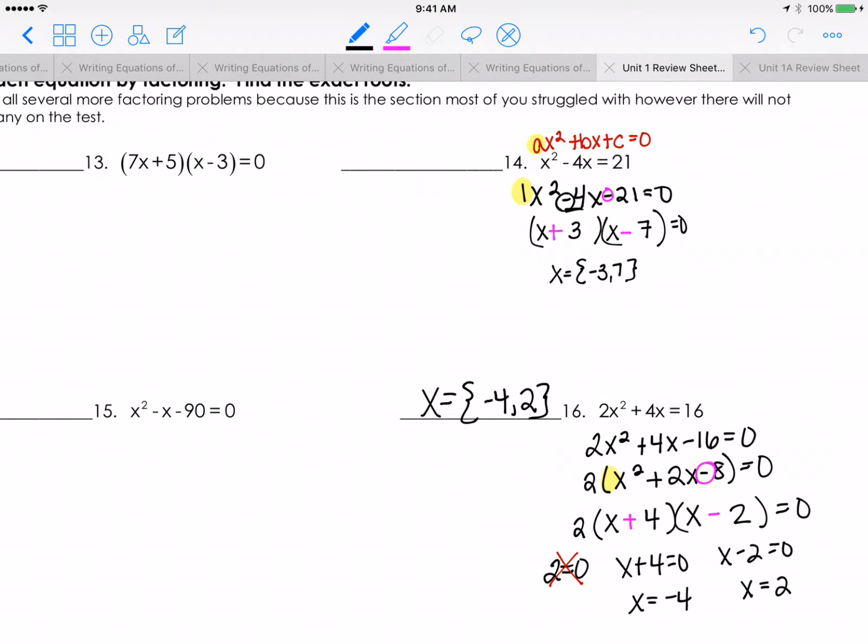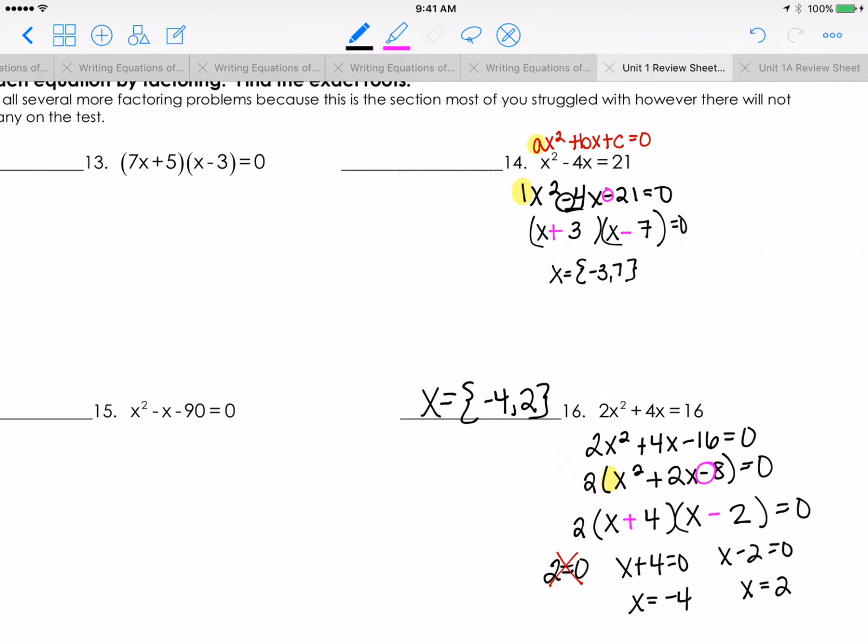So now we're over here. Is a equal to 1 or is a not equal to 1? We'll look to see where a is. a is with the x squared. Well, what's with the x squared on our problem? An understood 1. So a equals 1. So now we're just going to factor like we normally do.